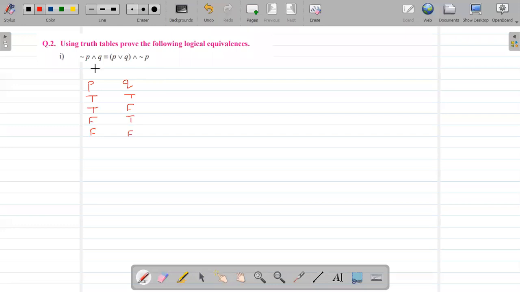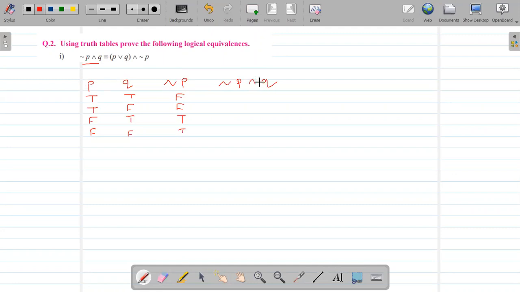Okay, now start from the LHS. First of all, we need negation P to solve this. So let's write negation P. What is the negation of P? The P here is true, true, false, false, so the answer will be false, false, true, true. Now let's solve this entire one: negation P and Q.